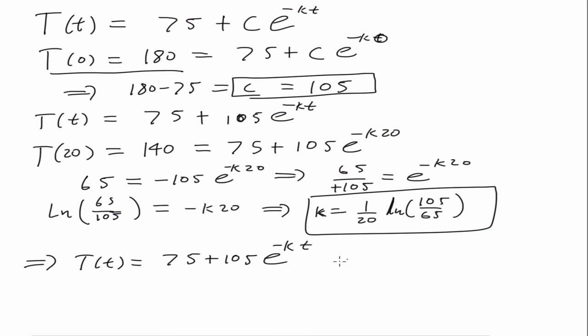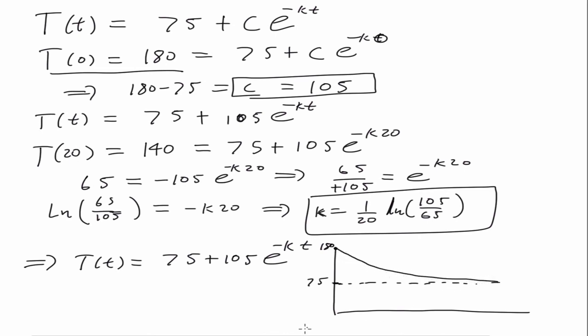All right, so what is this graph? Well, I'd like to just draw quickly the graph of this function. So it starts off at 180 degrees, and it's going to eventually go back to 75 degrees, little dotted line there. And it's just a decaying exponential as it relaxes down to that room temperature. And then of course at around 20 minutes, we know that it's going to be 140 degrees.